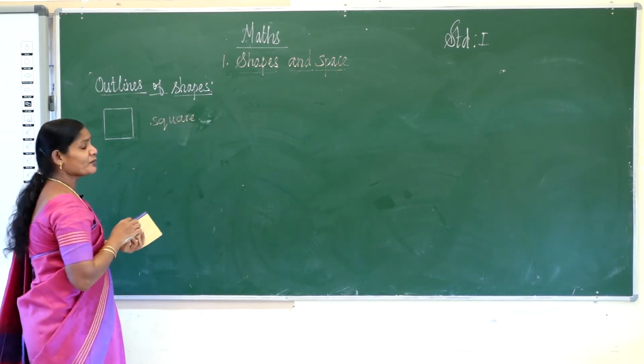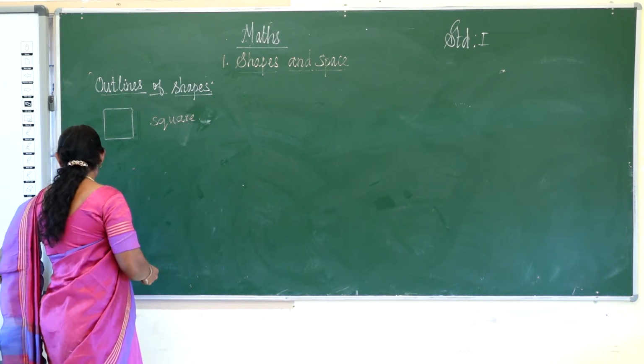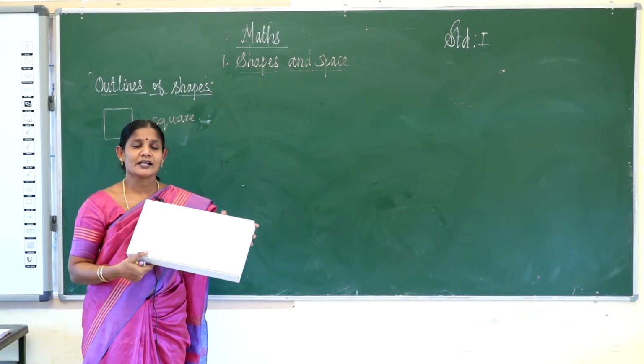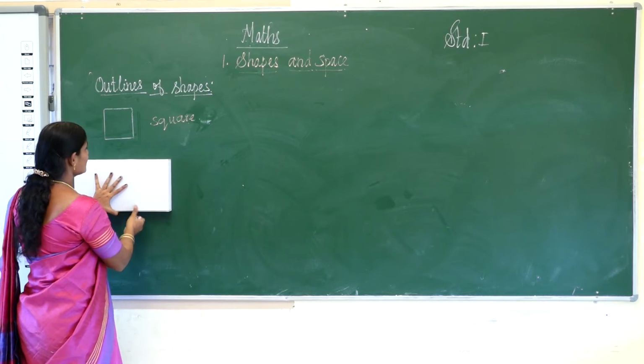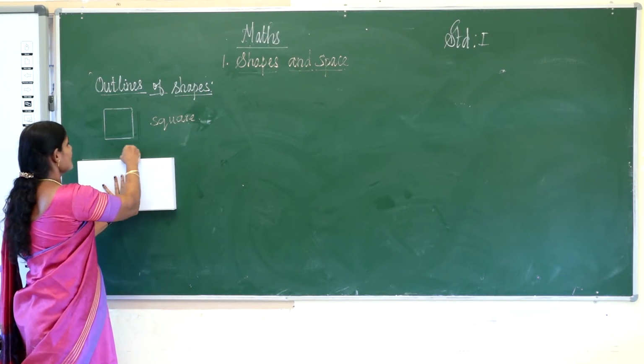Then take one big box. Okay, I'll take this box. What is this? This is the box. Like that you take one box. Okay, you put the outline, you draw the outline. So you draw the outline like that.